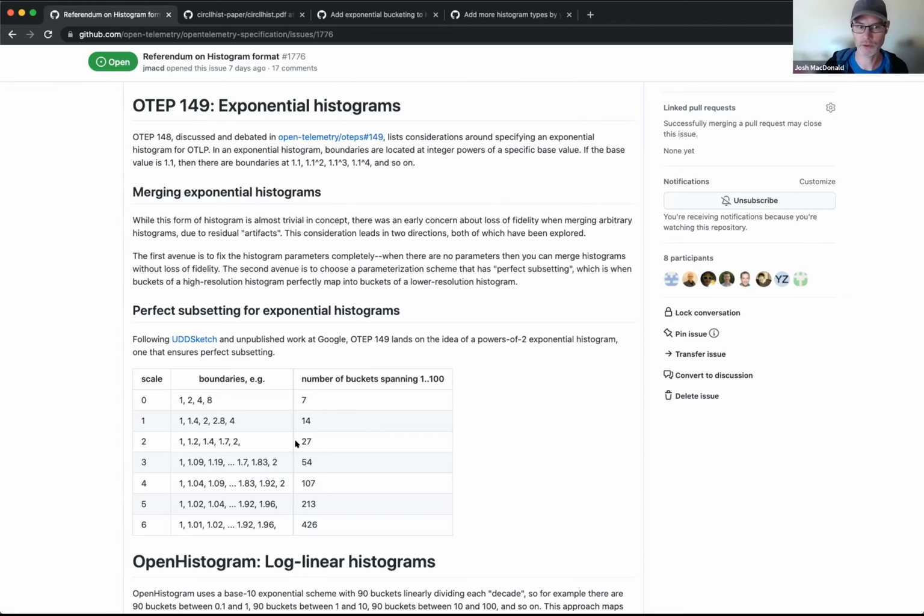So this is an example of what you would get in this binary scheme. You choose a scale of, let's say 2, it gives you 27 buckets across the range of 1 to 100. If you chose a scale of 3, you get 54, and 4, you get 107. You're doubling every time. And we can always collapse these down, and they have perfect boundaries, so they perfectly subset. So this is actually very close to what we understand Google is using, according to some internal discussions, or Josh Montana has said that. But this is basically the UDD sketch scheme.